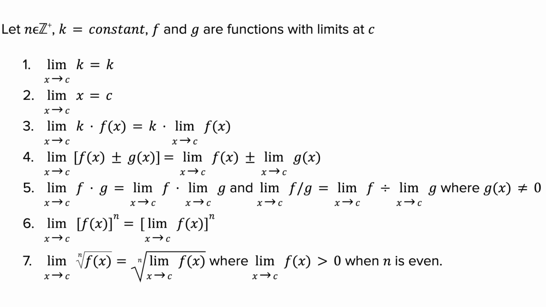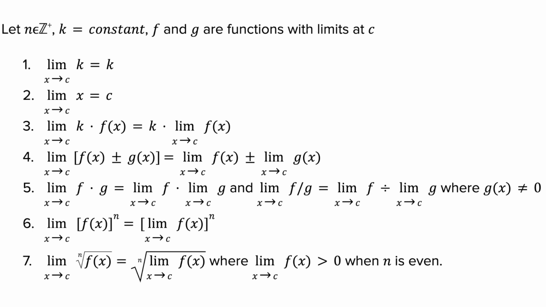The third theorem is the limit as x approaches c of k, constant k, times f of x is equal to the constant k times the limit as x approaches c of f of x. The fourth theorem is the limit as x approaches c of f of x plus or minus g of x is just equal to the limit of f of x plus or minus the limit of g of x. So if you add two functions together, you can break them up into two limits. Similarly, for multiplying and dividing, the limit of f times g is the limit of f times the limit of g, with the exception that when dividing, g can't be equal to 0.